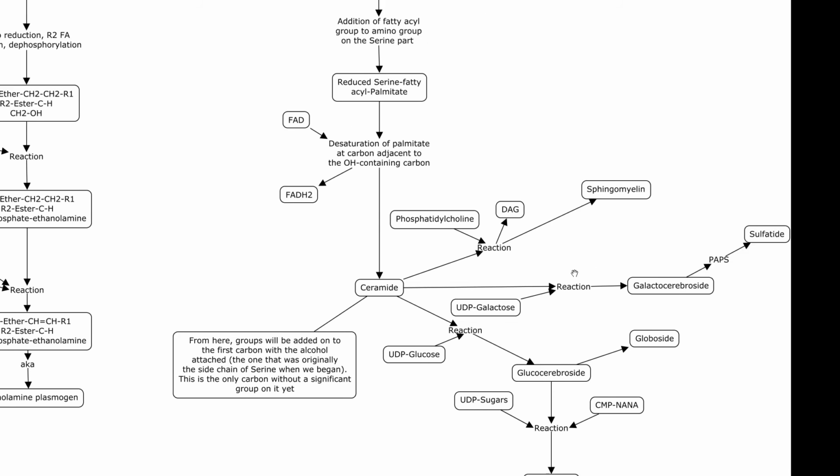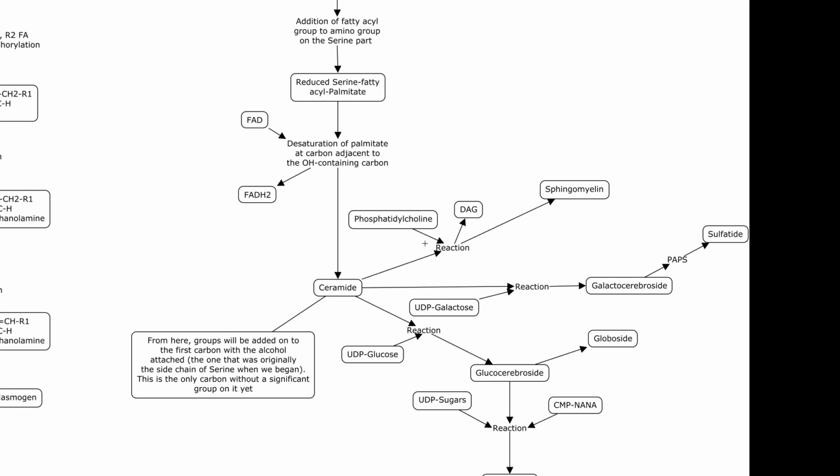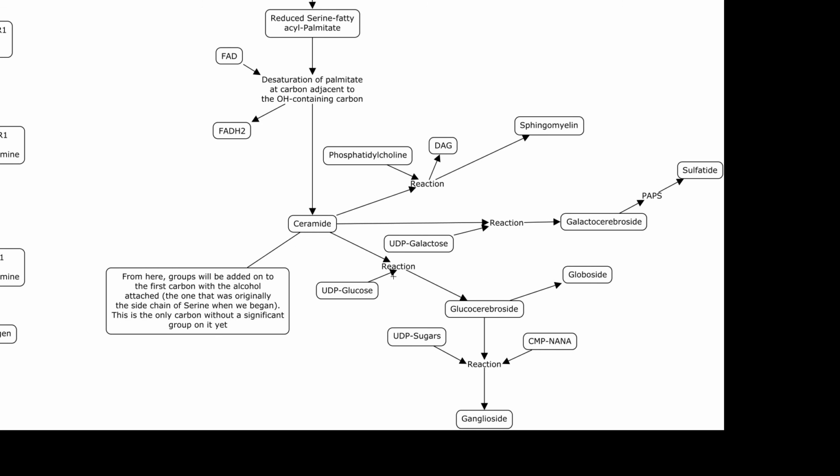If you want to add phosphatidylcholine, it'll get rid of a DAG and it'll give you sphingomyelin. Add UDP-glucose, it'll give you a glucocerebroside, which I guess can react further to become a globoside. The glucocerebroside, if you add UDP sugars, or CMP-NANA, which is an acid, like N-acetyl something acid, I don't remember the name. That'll give you a ganglioside. Or if you want to, just throw UDP-galactose onto the ceramide.